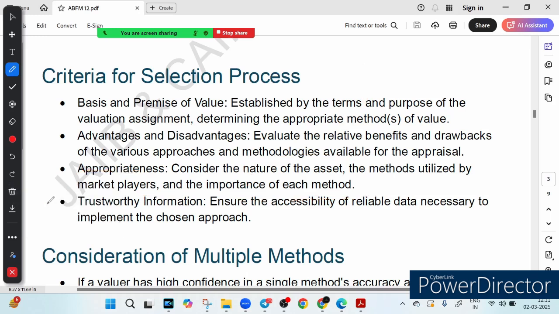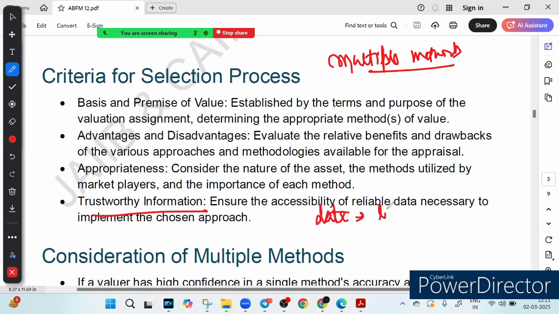Now the question is, when to use multiple methods, right? Sometimes using just one method is not enough. Suppose we have limited data. If data is limited, combining approaches gives a more accurate picture. So we will combine two approaches. But remember, valuers don't just average the results. They carefully compare and reconcile the numbers to reach a final conclusion, right?